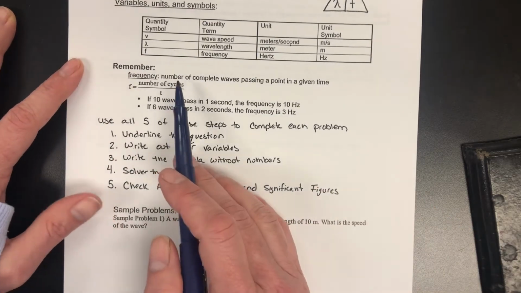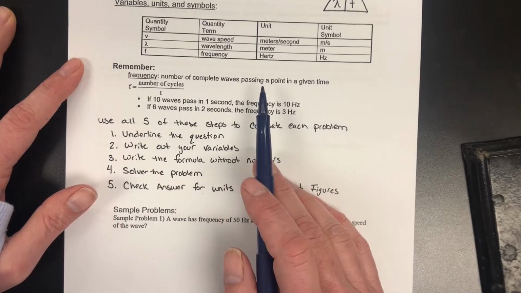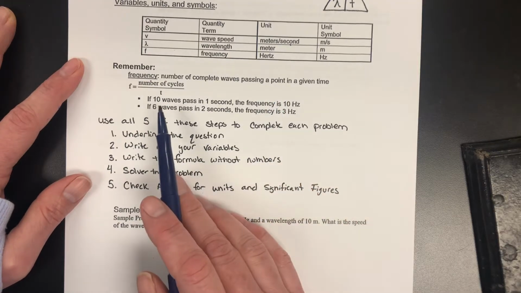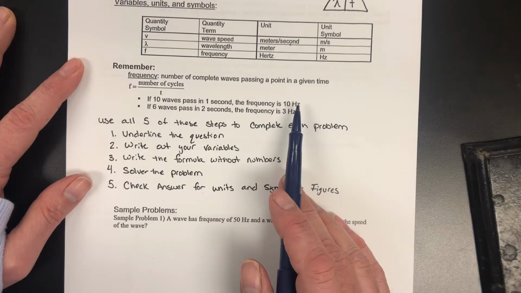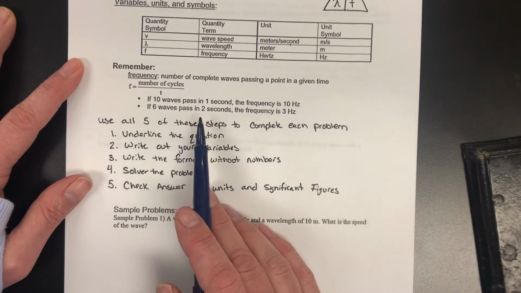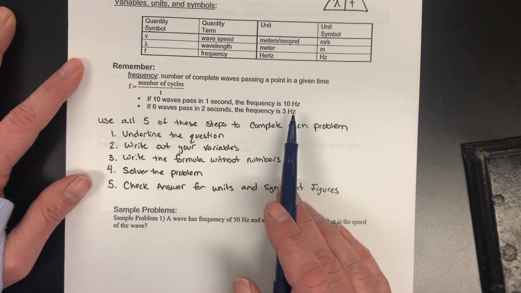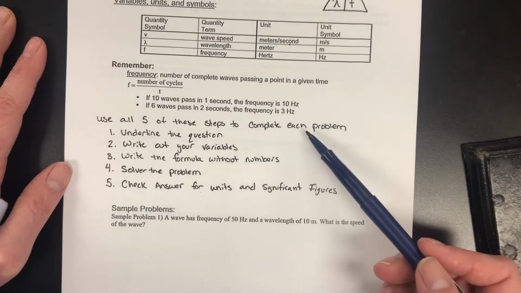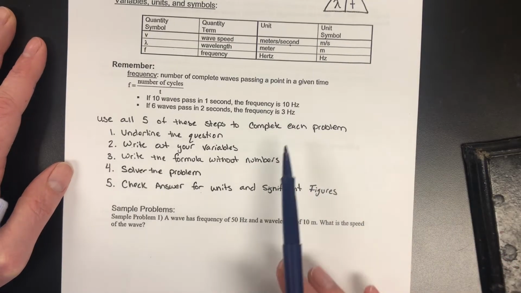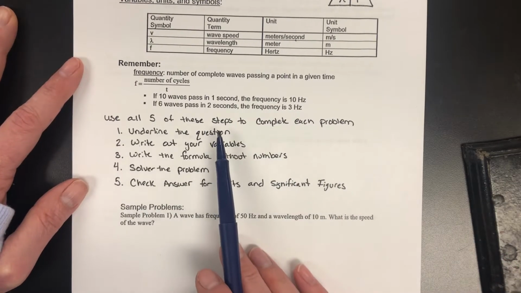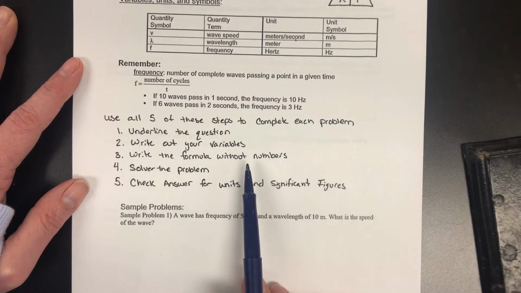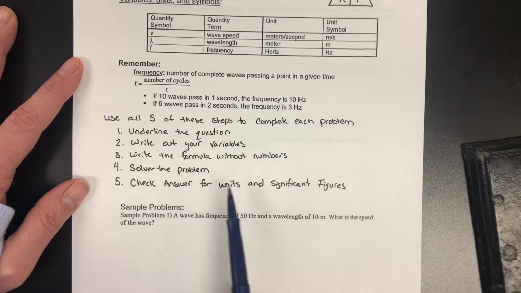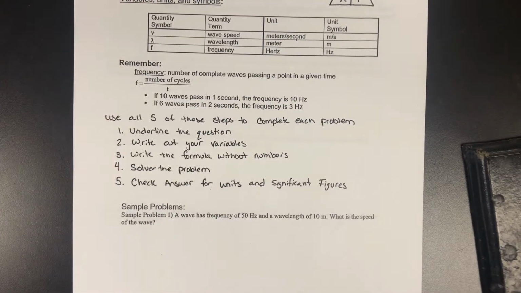Okay, so remember the frequency is the number of waves passing a point in a given amount of time. So if we have 10 waves pass in 1 second, that frequency is 10 hertz. If we have 6 waves pass in 2 seconds, that frequency is 3 hertz. So when we do these problems, we need to use all 5 of our steps. The first thing we need to do is underline our question. Then we're going to write out our variables. We'll write the formula without the numbers. Then we're going to solve the problem and check for sig figs.